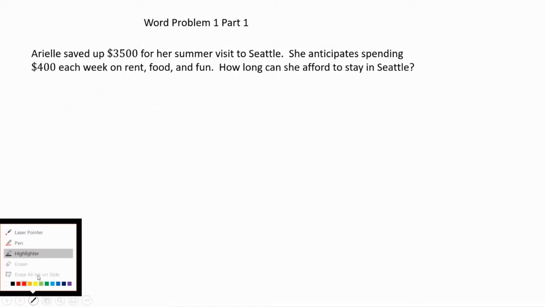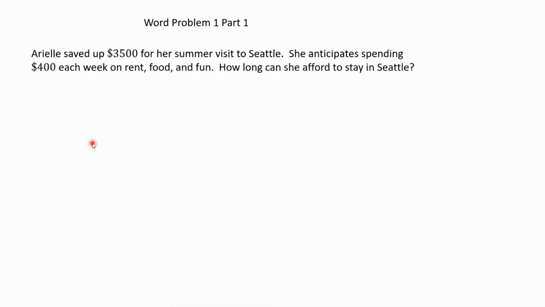Now the names here, I don't know if they're the same names as in the book, but I chose the names randomly. So the first one says that Ariel has saved up $3,500 for her summer visit to Seattle. You know, Seattle's a big city in Washington state. And now she anticipates she's going to be spending $400 per week, each week that is, on rent, food, and fun. So the question is, how long can she afford to stay in Seattle?